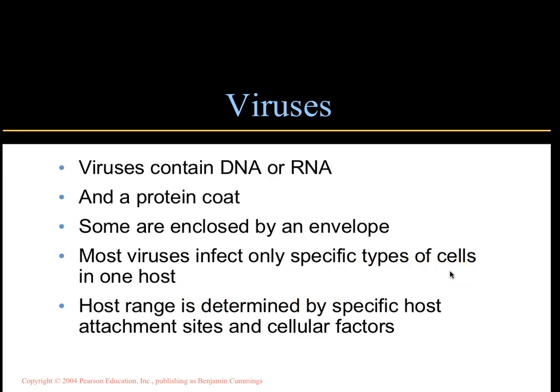And that could be between species. It also could be that the influenza virus is going to infect one type of cell in the lung. It's not going to infect cells in the pancreas. So that's the other type of specificity. And the host range is determined by specific host attachment sites and cellular factors, which we will go into.